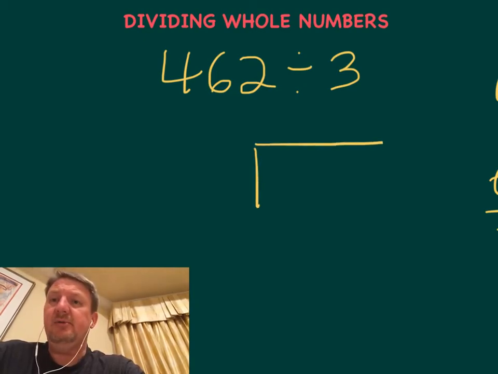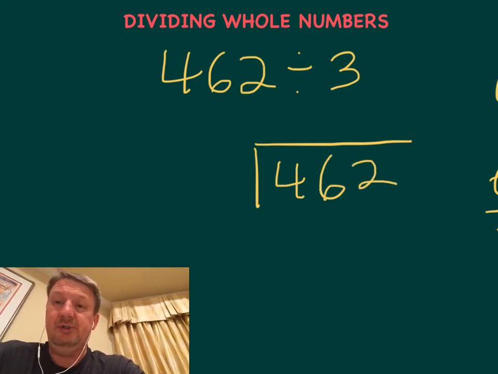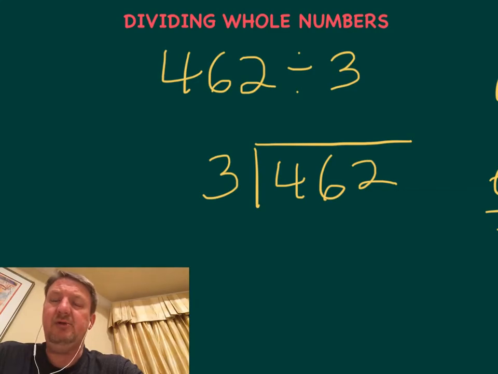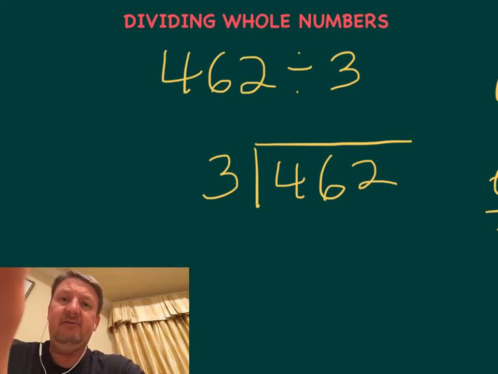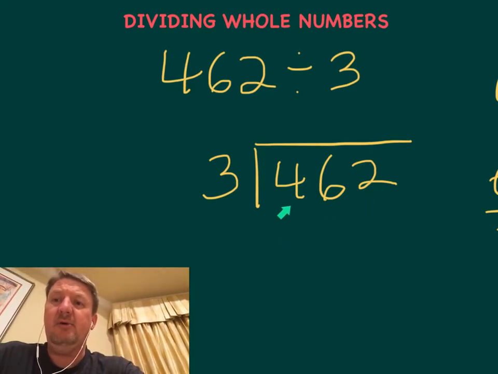So we would have to take 462, which is your dividend, and divide it by 3, which is your divisor. The first thing you want to do is, you can't necessarily go into all of 462, so you have to start little by little. I can't go into the whole number, so I start at the very first number on the left, 4, and I want to find out how many 3's are contained in 4.